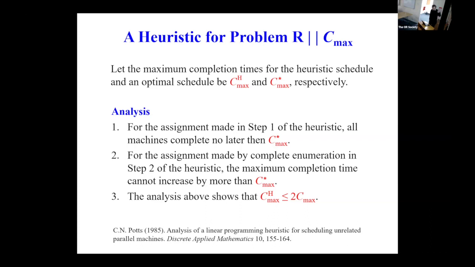So if you combine these two things, you get Cmax star from 1 and Cmax star from 2, and you get 2 Cmax star. Sorry, I missed out the star from that last one. So this was a paper that I published in Discrete Mathematics in 1985.